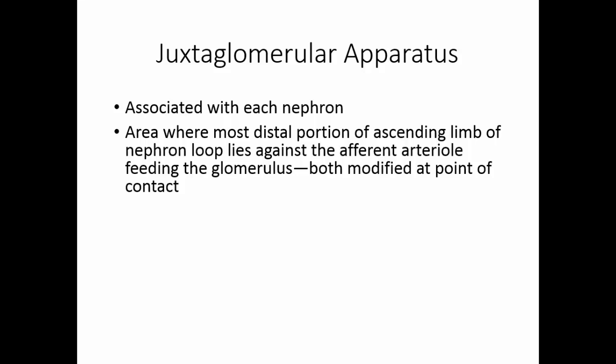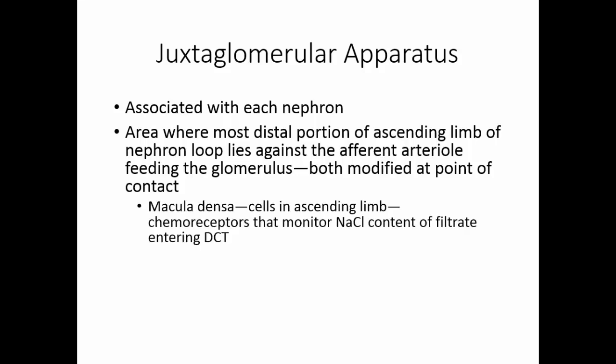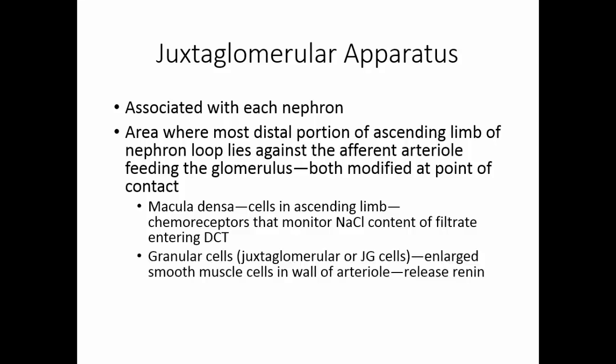At this point of contact, both are modified. They have some slightly different cells. In the ascending limb of the nephron loop, we have a group of cells known as the macula densa. These are chemoreceptors that monitor sodium chloride content of the filtrate that's entering the distal convoluted tubule. In the smooth muscle cell walls of the arteriole, we have some granular cells. These are sometimes called the juxtaglomerular or JG cells. These enlarged smooth muscle cells release renin. They have special granules in them that contain renin, and renin is going to help control blood pressure.